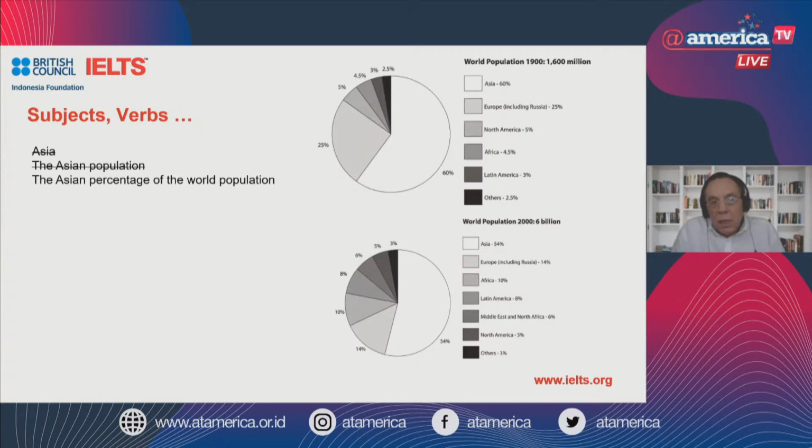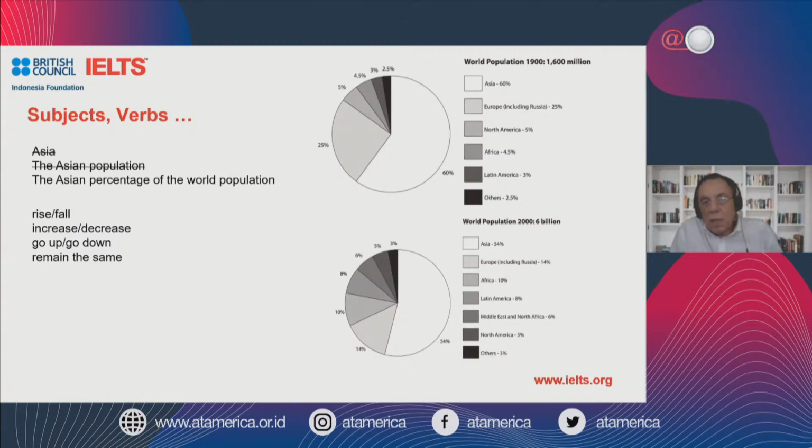And then get that subject down there, follow up as soon as you can with a verb. Now, just hold on to these simple words for increases and decreases: rise, fall, increase, decrease, go up, go down, remain the same. That's all you need. Don't forget, most of the time with task one, they're going to be in the past. This one's all in the past, finished in 2000.